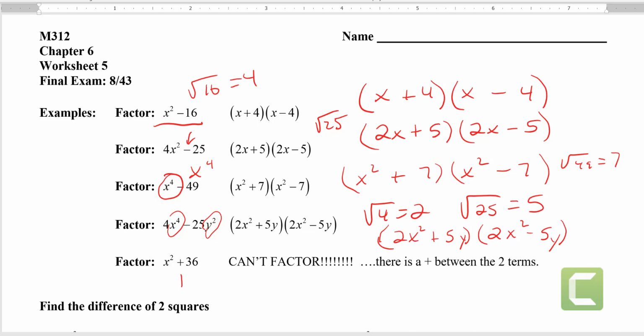And again, because that's plus right here, you can't factor. Okay, so let's do a couple of these just to kind of practice a little bit.